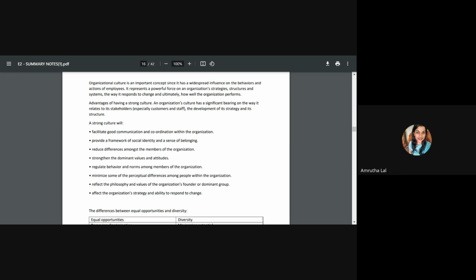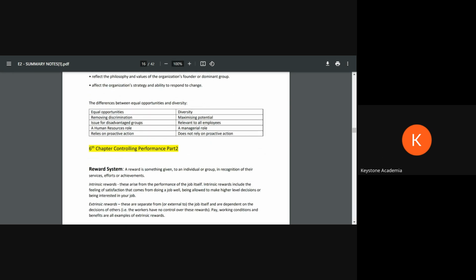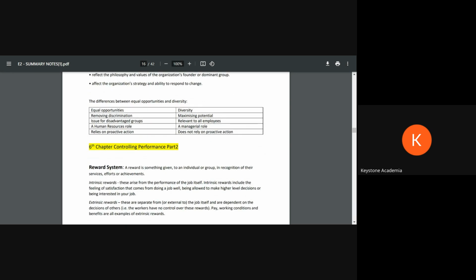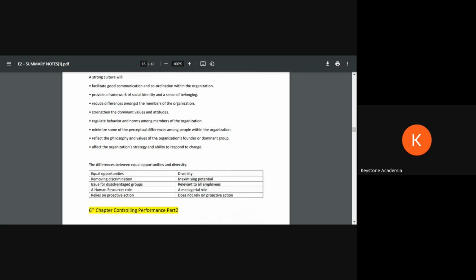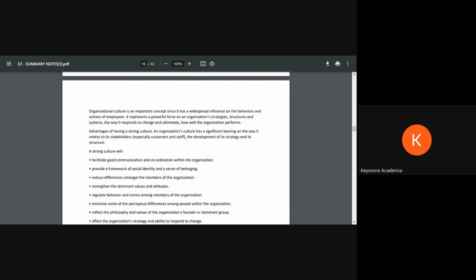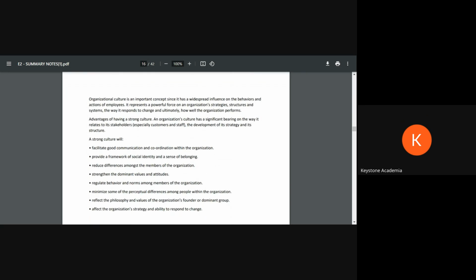Yes. Yes. Okay. Now I want you guys to all say one point, one difference between equal opportunities and diversity. One point. What is equal opportunity and diversity?